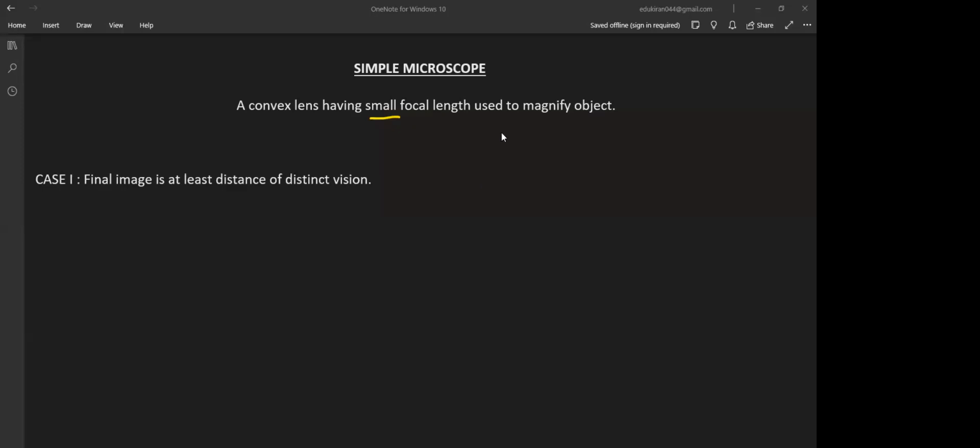Now, how does it work? We will be seeing two cases. When the final image is formed at the least distance of distinct vision, this means that your image is formed at D, capital D. Yesterday we had seen 25 centimeter separation.